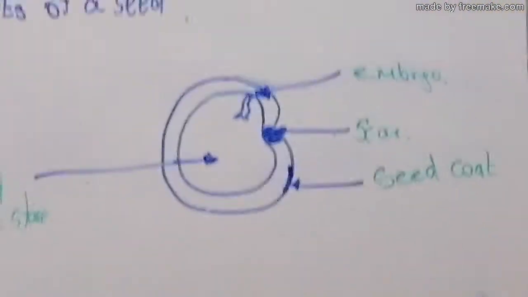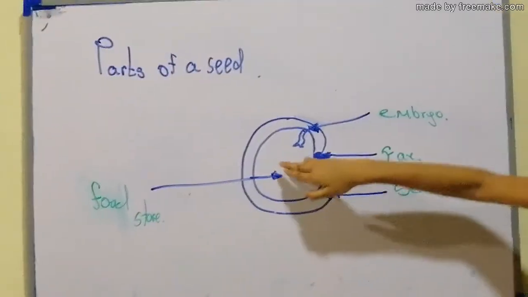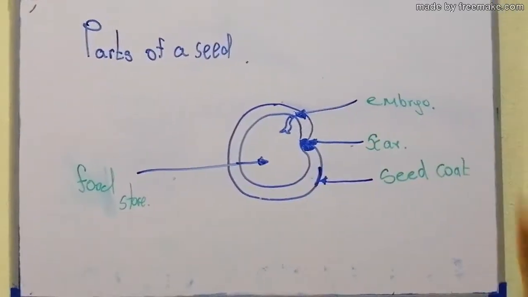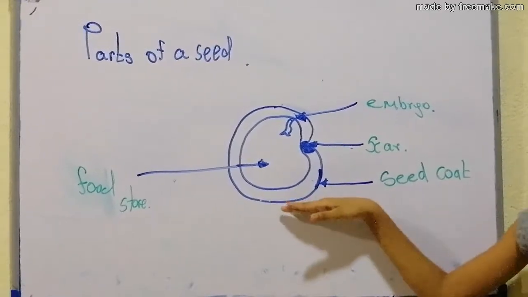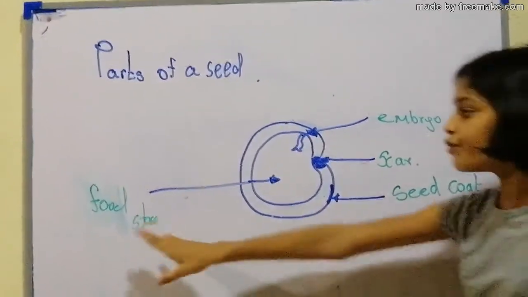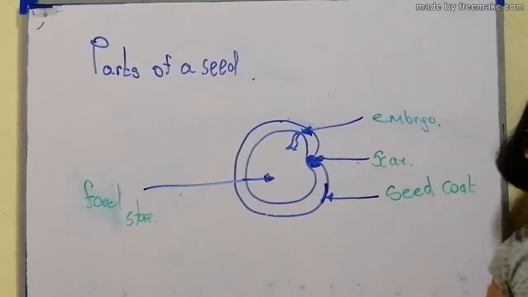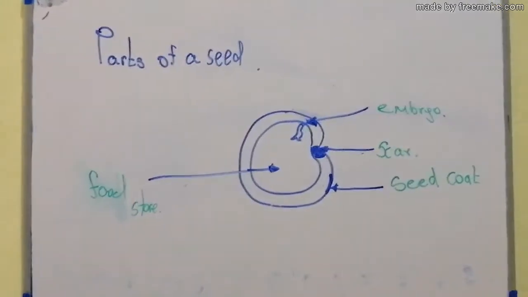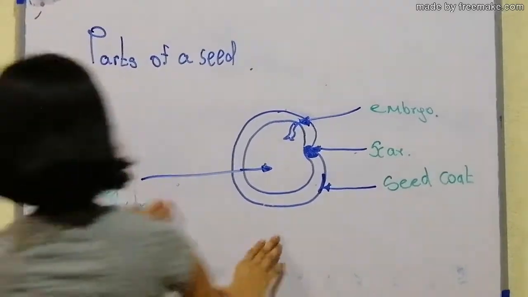Now we know the parts of the seed. Embryo is a future plant. Scar, the joining part from the seed to the fruit. Seed coat, protecting the embryo in the seed. Food store, giving nutrition to the embryo. Right, let's move on to the next. This one to erase.